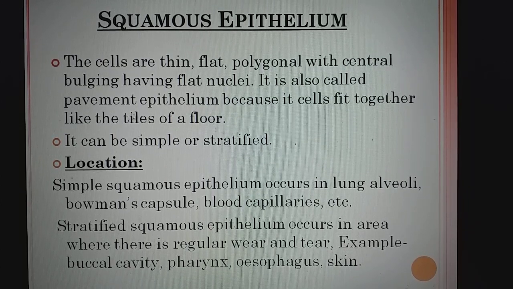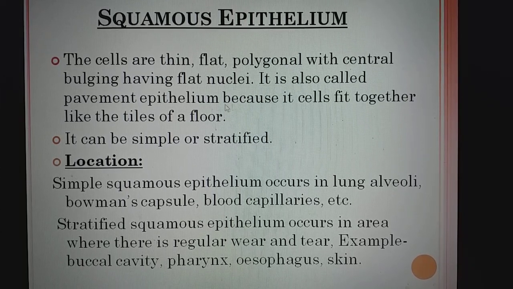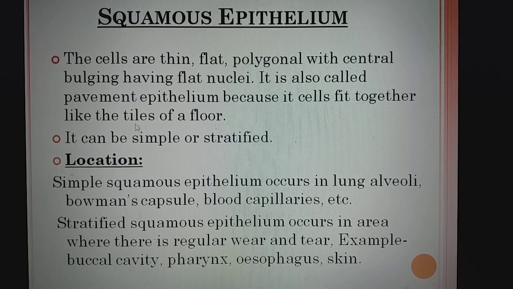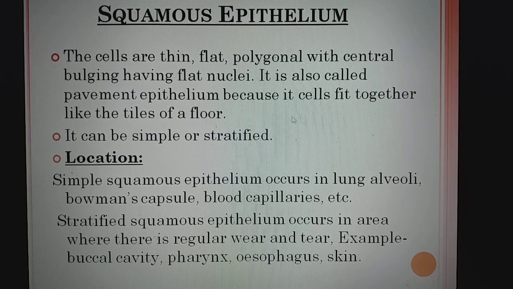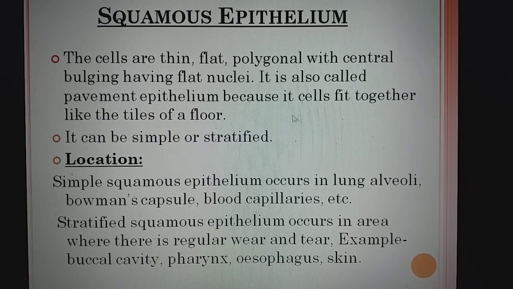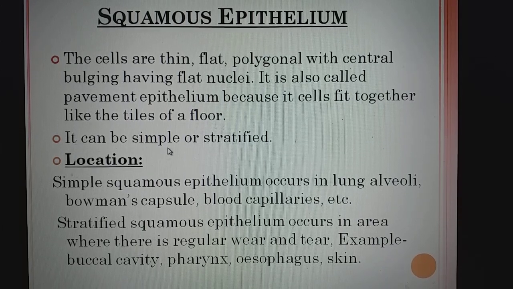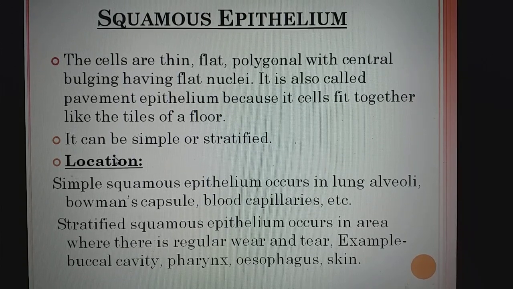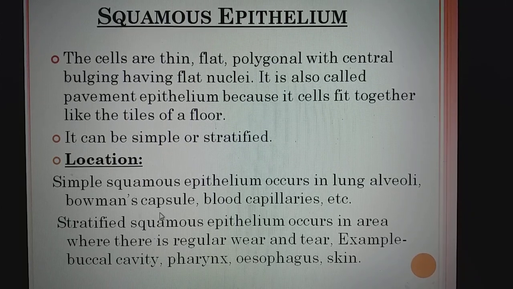It is also called the pavement epithelium. This question can be asked: why is it known as the pavement epithelium? Because the cells fit together like the tiles of a floor. In the floor you have seen how tiles fit together with each other. In the same way, in this the cells fit together like the tiles of a floor. Now, it can be simple or stratified. Simple means made up of a single layer and stratified means made up of more than one layer. Now, location. Simple squamous epithelium occurs in lung alveoli, Bowman's capsules, blood capillaries, etc.